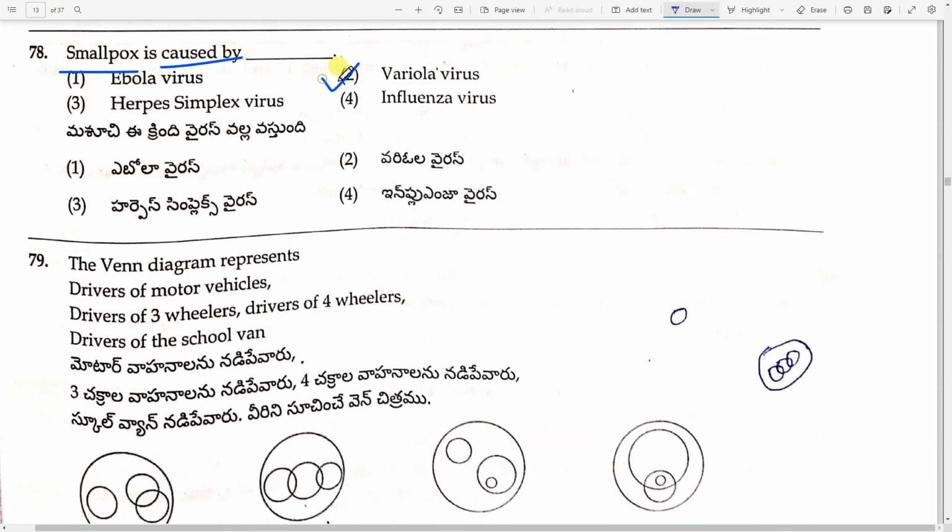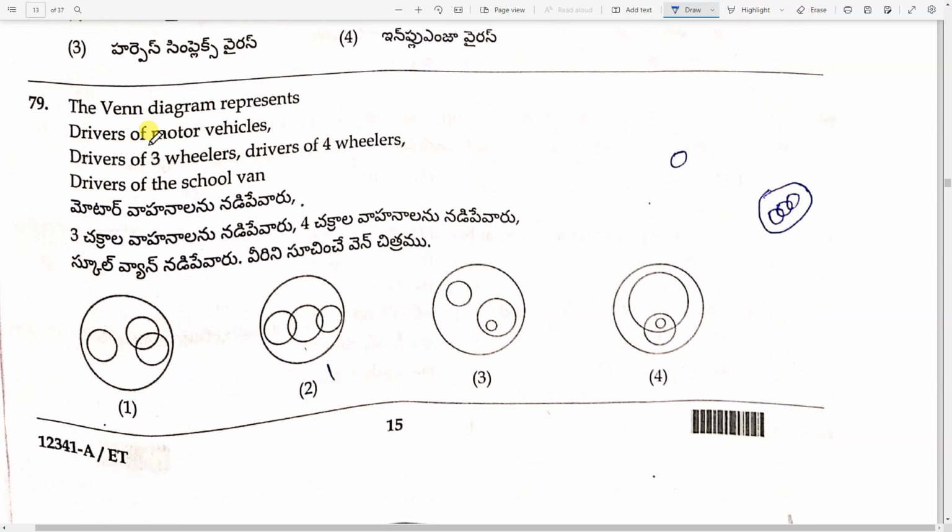Smallpox is caused by the variola virus. The Venn diagram represents the correct Venn diagram. I am just saying the answer. So the 79th answer is 1.